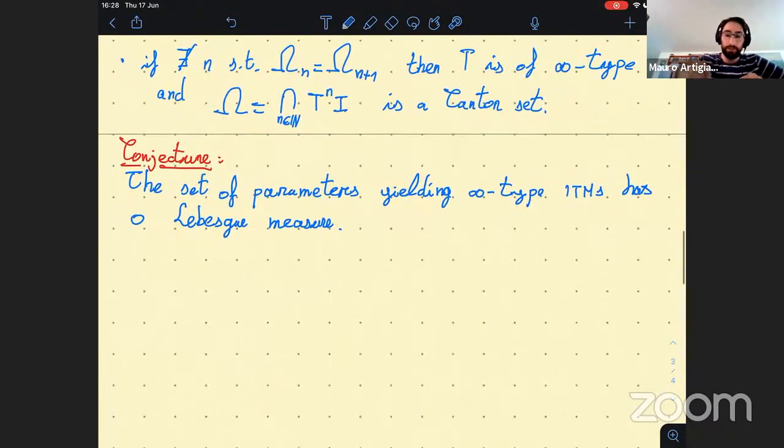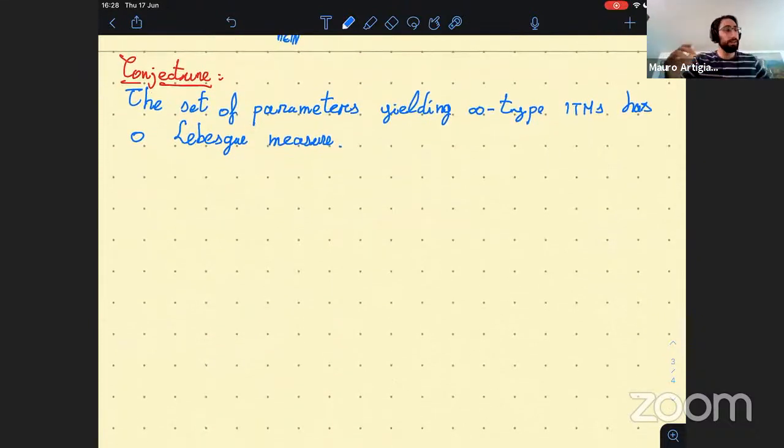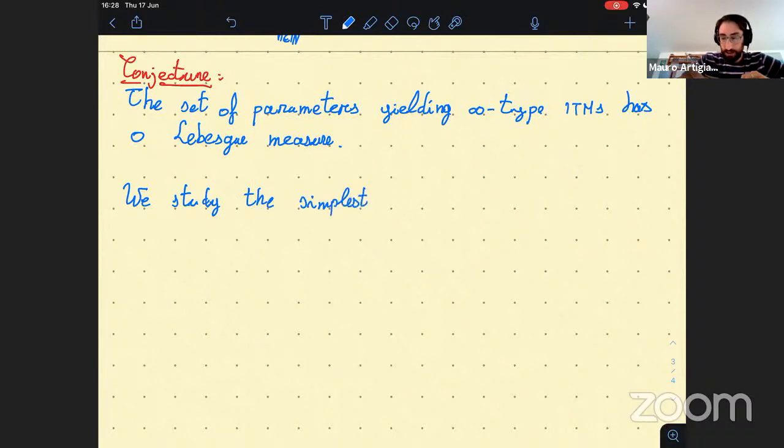Now let me define double rotations and tell you a bit of what was known and then what we proved. So we study double rotations, which are basically the simplest example of ITMs which are not rotations, which are not ITs. The simplest example. Mauro, I have a question.